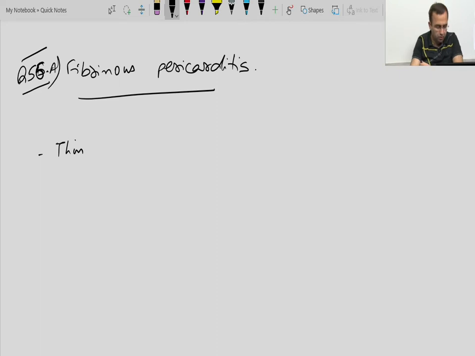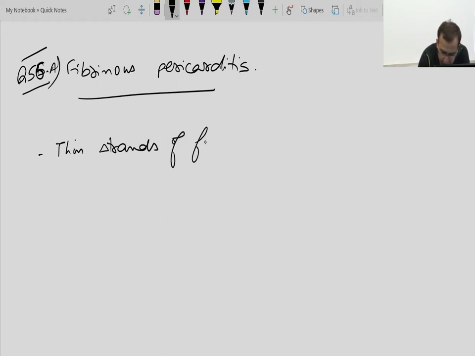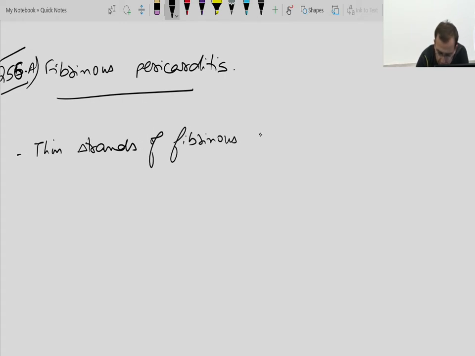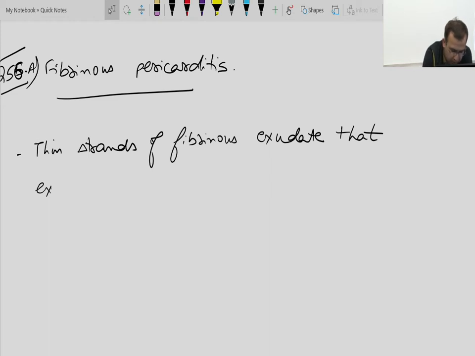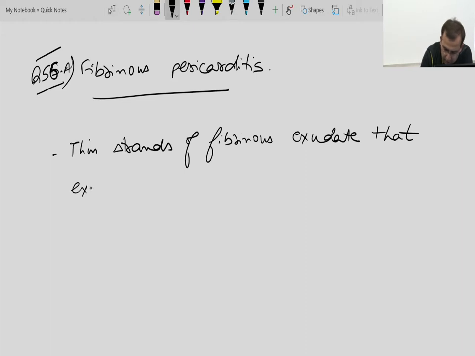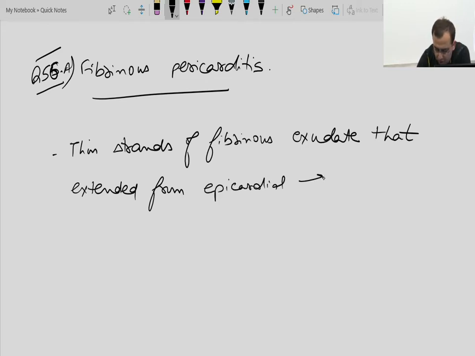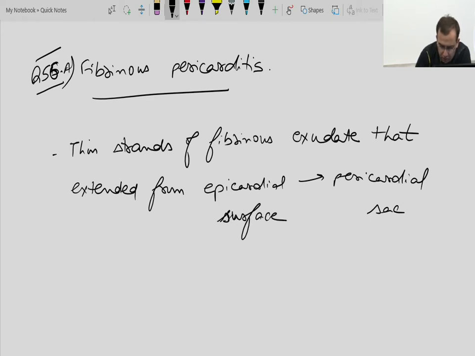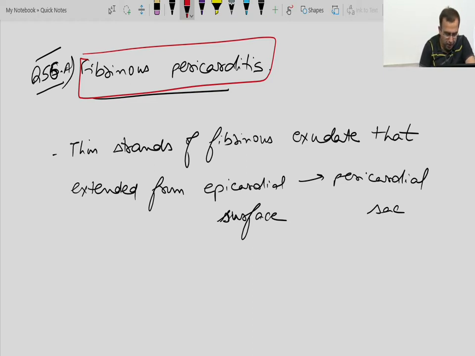Okay, so this gets us back to question number 56. We have already discussed the gross. It was the image of fibrinous pericarditis. It showed us thin strands of fibrinous exudate that extended from the epicardial surface to the pericardial sac. This we have already seen. This is the classical feature of fibrinous pericarditis and unfortunately has to be remembered.